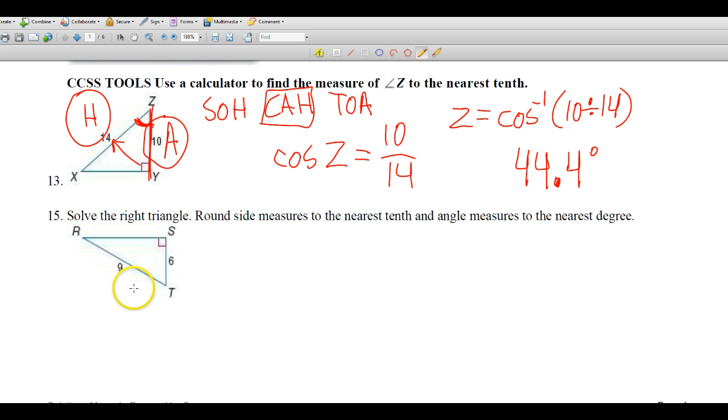Number 15, solve the right triangle. Round side measures to the nearest tenth and angle measures to the nearest degree. So first we need to find our missing side using the Pythagorean theorem. So let's call that x. So x squared plus 6 squared is equal to 9 squared. And if we simplify, we would get 36 and 81.